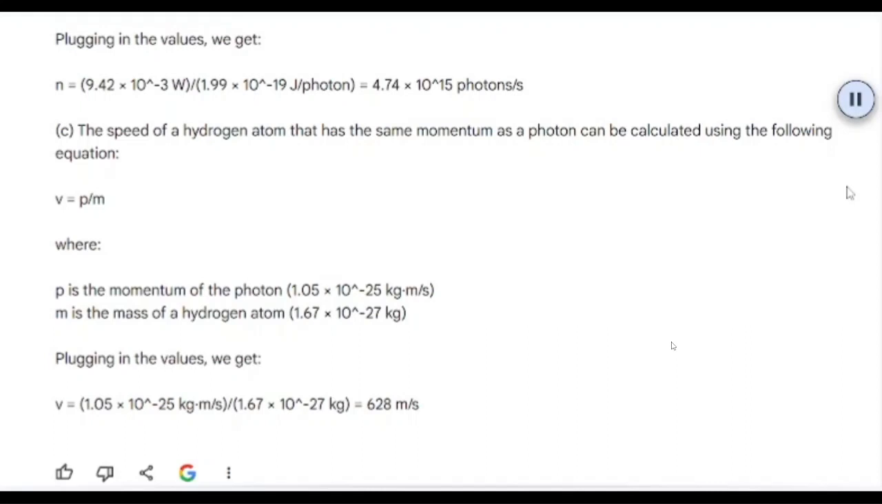C. The speed of a hydrogen atom that has the same momentum as a photon can be calculated using the following equation, V equals P over M. Where P is the momentum of the photon, 1.05 times 10 to the minus 25 kilograms meter per second. M is the mass of a hydrogen atom, 1.67 times 10 to the minus 27 kilograms. Plugging in the values, we get V equals 1.05 times 10 to the minus 25 kilograms meter per second over 1.67 times 10 to the minus 27 kilograms, equals 628 meters per second.